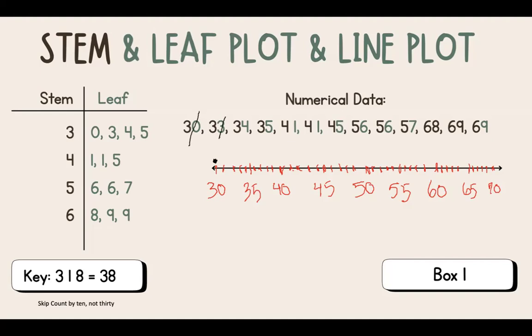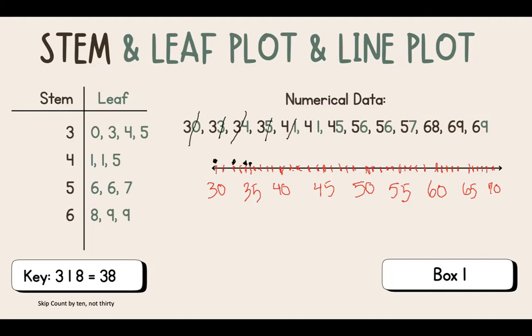So we have 31, 32, 33. So we're going to do a little dot at 33. And then we're going to continue to do that. So we're looking for 34: 31, 32, 33, 34. And we're looking for 35. So 35 is right here.